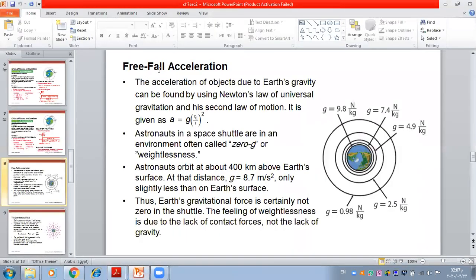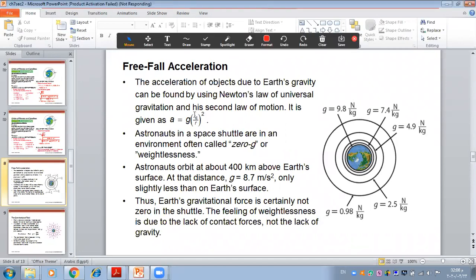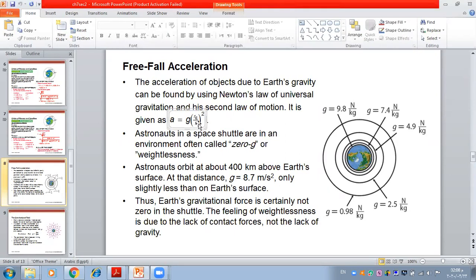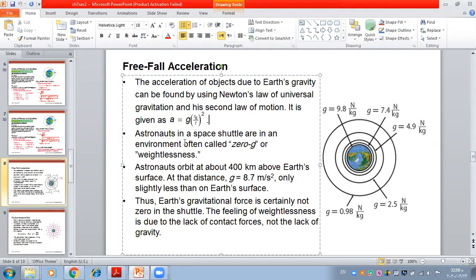So here, free fall acceleration: the acceleration of objects due to Earth's gravity can be found. So this is giving us another way to calculate the Earth's gravity, okay? It is found by using Newton's law of universal gravitation and his second law of motion. It is given as a equals G, open brackets, R_E, which means the radius of Earth, over r, the distance between the Earth and the object, and all of these brackets are to the power 2. We will have an example now.